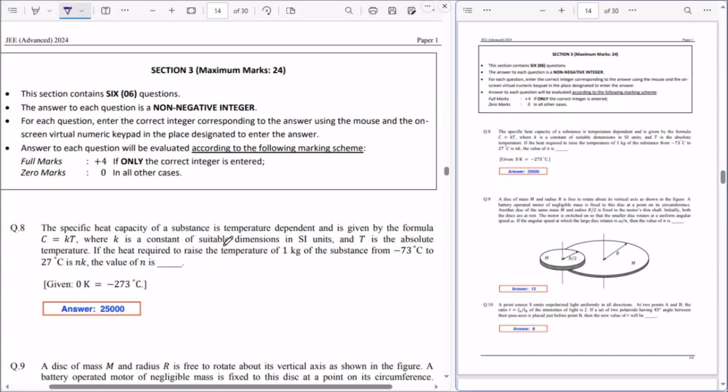Next, section 3. Dear students, this section consists of 6 questions and the maximum marks allotted for this section are 24 marks. The answer is going to be a non-negative integer. The answer will be a numeric number, and that answer is going to be positive, there is no negative. If you write the correct answer, you will get plus 4. If the answer is wrong, or if you do not attempt, then there will be no marks. This section will not have any negative marks. Let us see the questions.